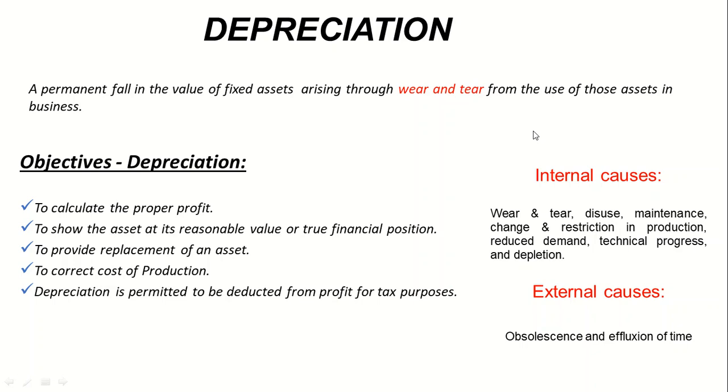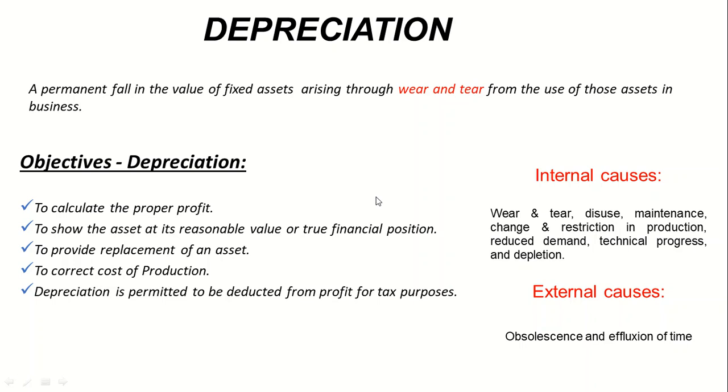So what are the external causes? Obsolescence and lapse of time. Of course, we know the product life cycle of any technology or asset. So with time, things become obsolete. Technologies become obsolete. So these are the internal and external causes for depreciation.